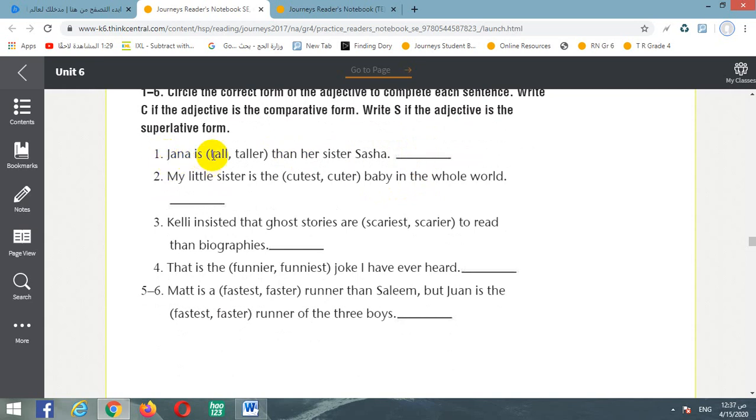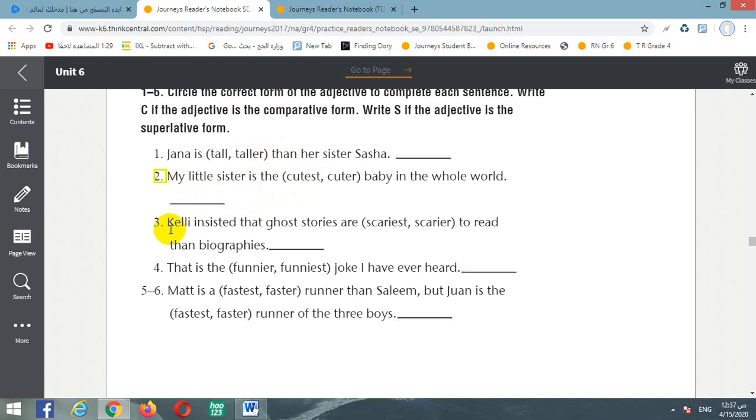Number 1, Jana is taller than her sister Sasha. Here we have than, and we compare two, Jana and Sasha, so it's comparative. So here, taller, and write down C, comparative. Number 2, my little sister is the cutest, cuter baby in the whole world. Here we have the, so it's a superlative. So the correct answer is cutest, and it's superlative. Why superlative? We have the. So if you see the, use adjective plus est.